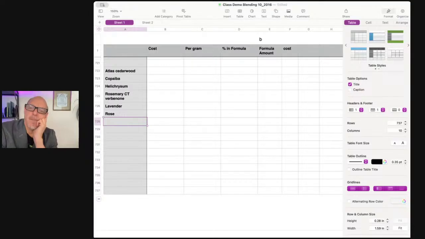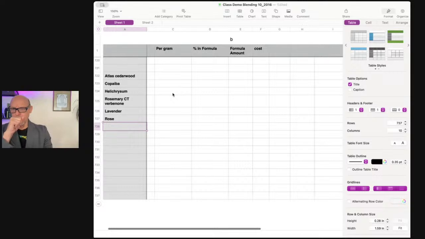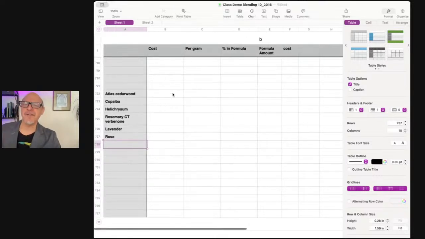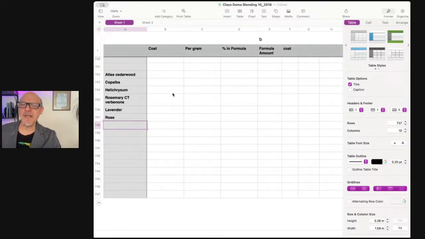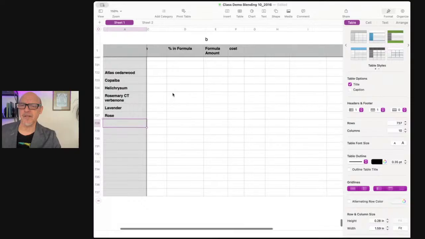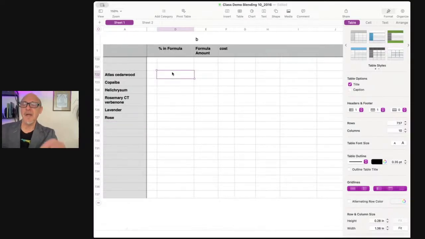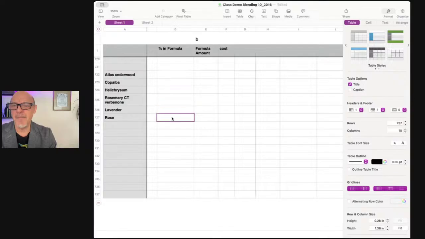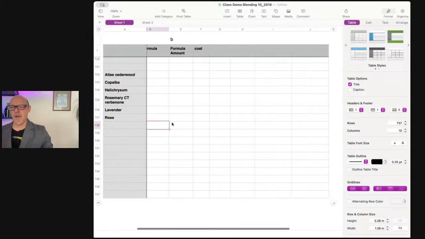For you, rose is going to be the best. Rose is the most therapeutic oil out there because of its complexity, its beauty, and its wonderfulness. Now you can see this is also my cost formulation, so I know how much I'm going to charge as I do this. Here's my percentage, and what I need to do is make this up as I go along.